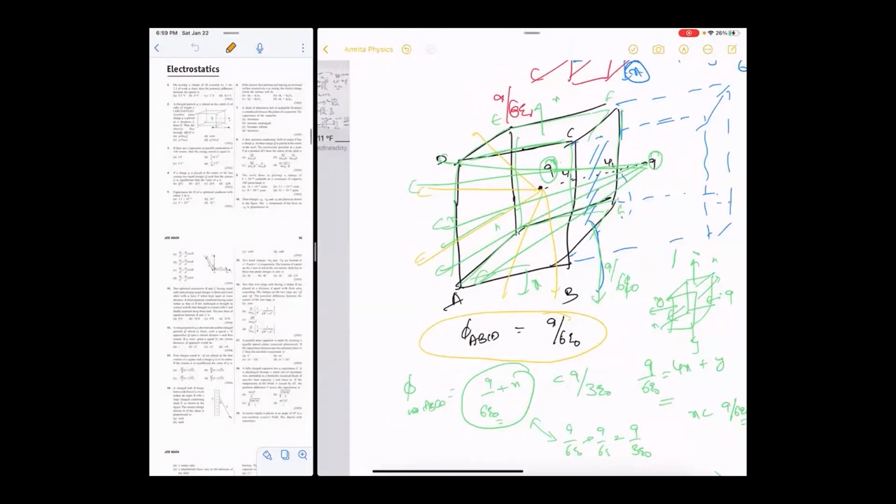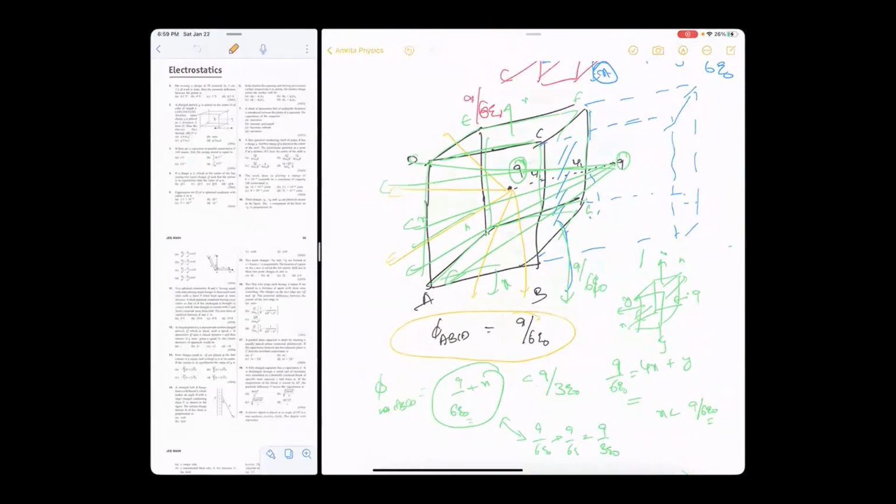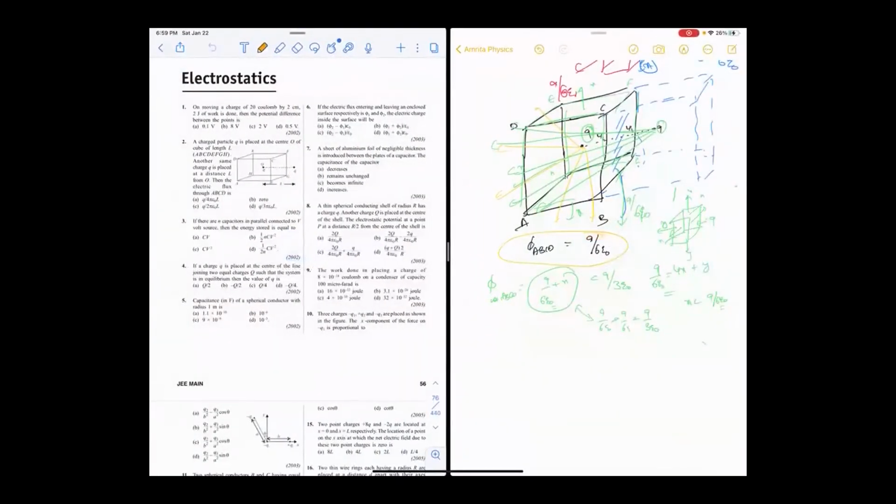Among the available options, one is 0, which is the wrong answer. Another is Q by 2 pi epsilon naught, which is more than Q by 3. There won't be any L; I don't know why he has put that L. Electric flux through ABCD is Q by 6 epsilon naught or less. Now the next one is D. D is wrong because this is less than Q by 3 epsilon naught.